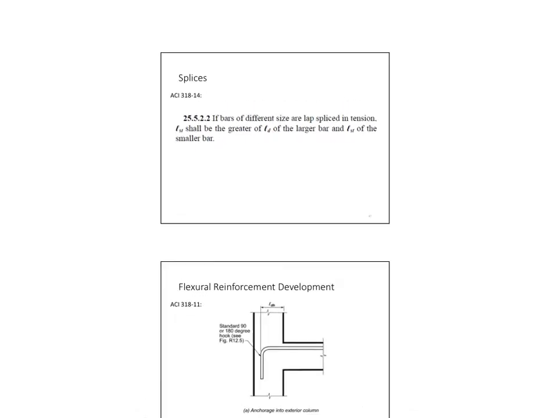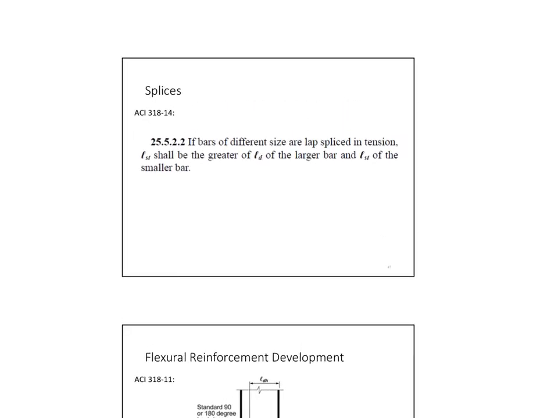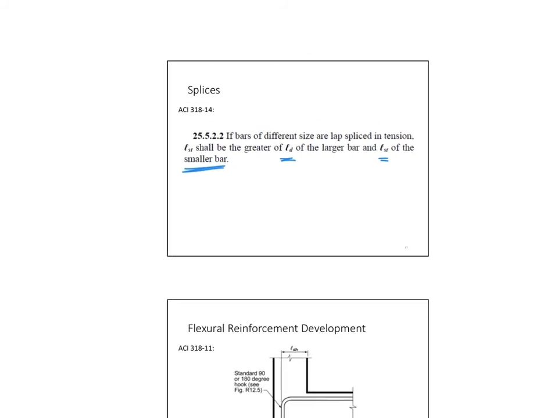If bars of different size are lap spliced in tension, LST shall be the greater of LD of the larger bar and LST of the smaller bar. What does that mean? It means if I have a bigger bar, I'm going to exaggerate in the view now. I have a bigger bar coming from this side and a smaller bar coming from this side. Does that happen? Of course. Now I'm splicing, for example, phi 16 with a phi 13.